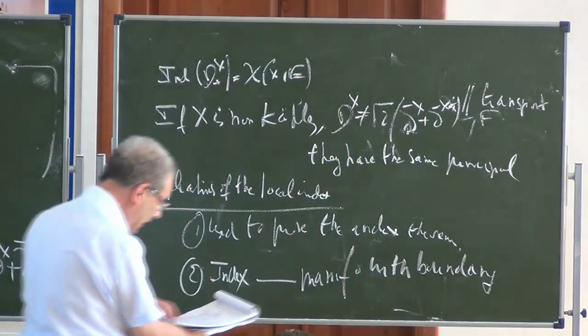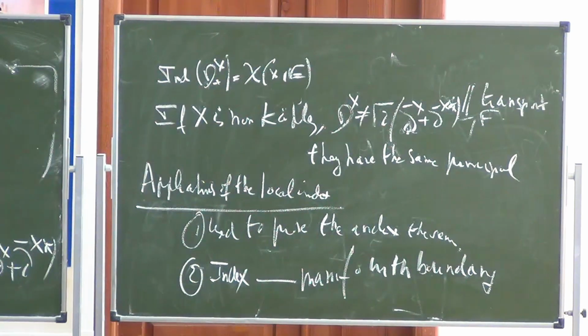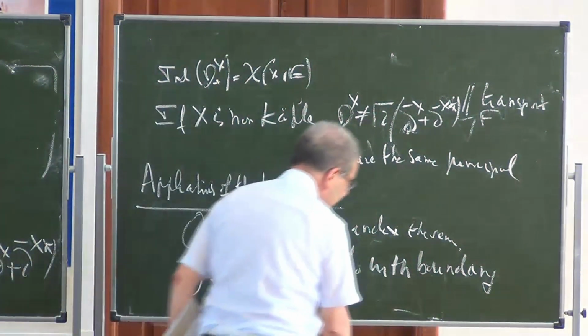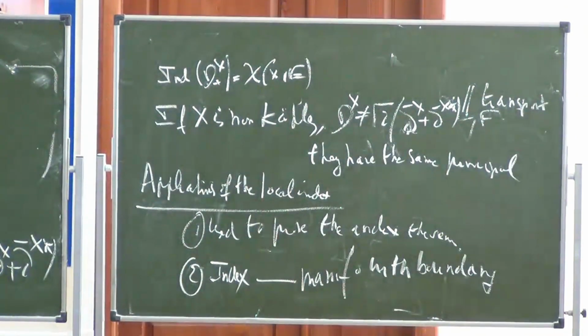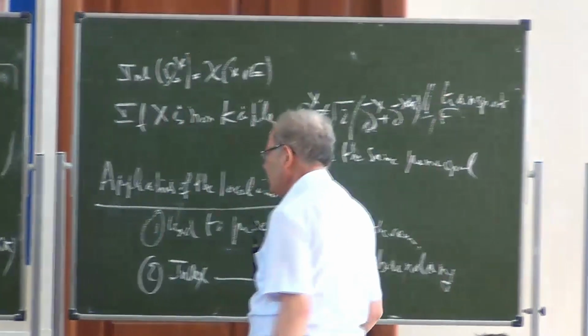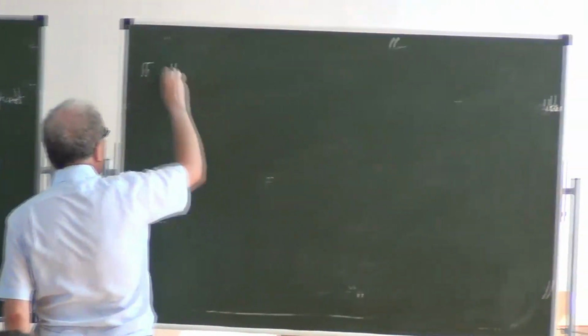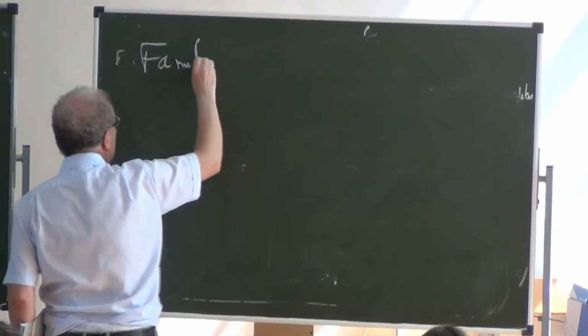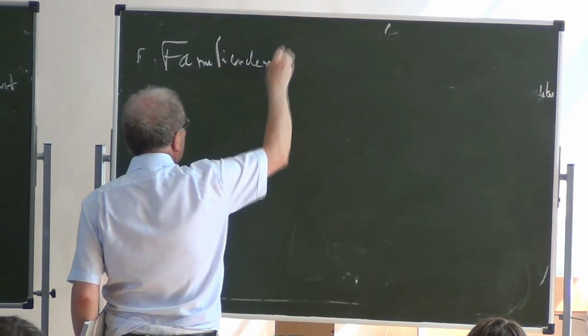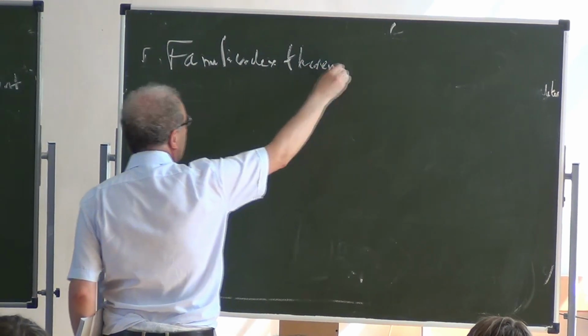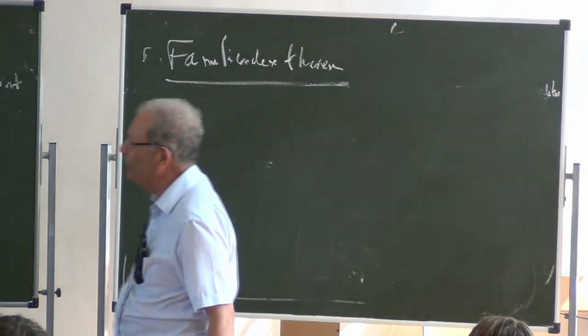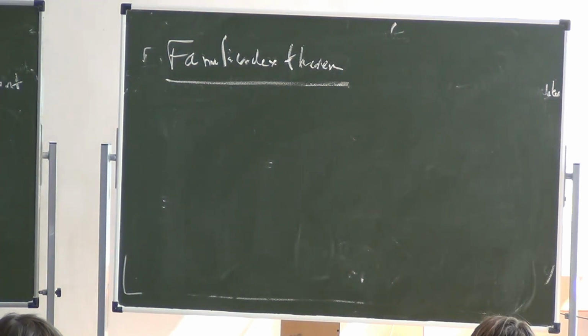And we will now move to the families index theorem. Okay, so families index theorem. So this is a relative form. It's a relative form of index theory. So what does a relative form mean?